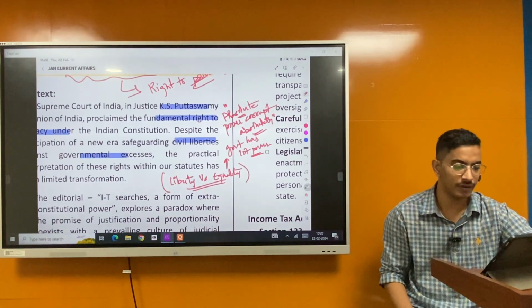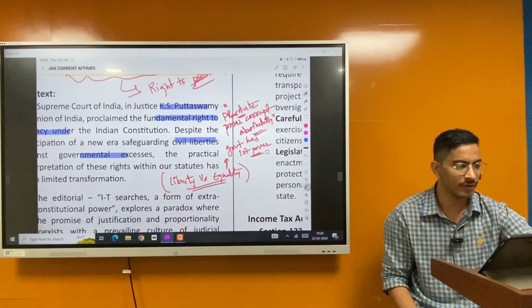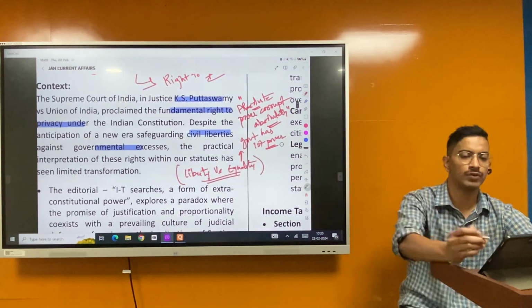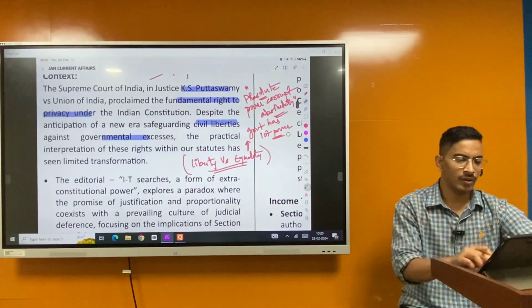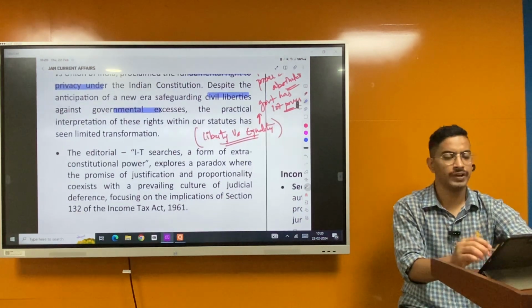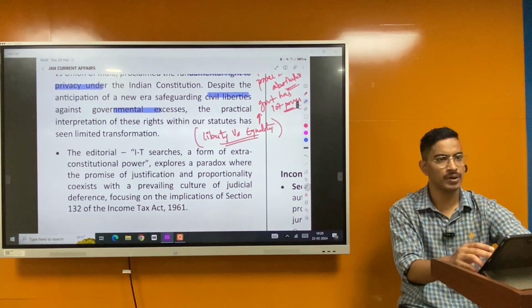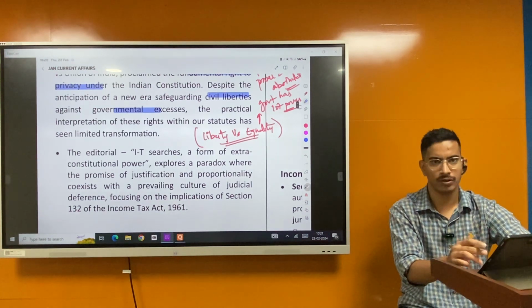Right? So let's read what is this. So this is a very important and classic debate. What you need to remember: liberty versus equality. You'll be facing it every day.